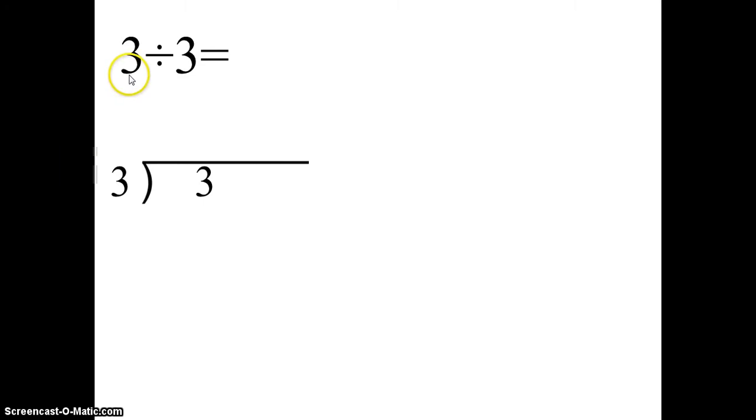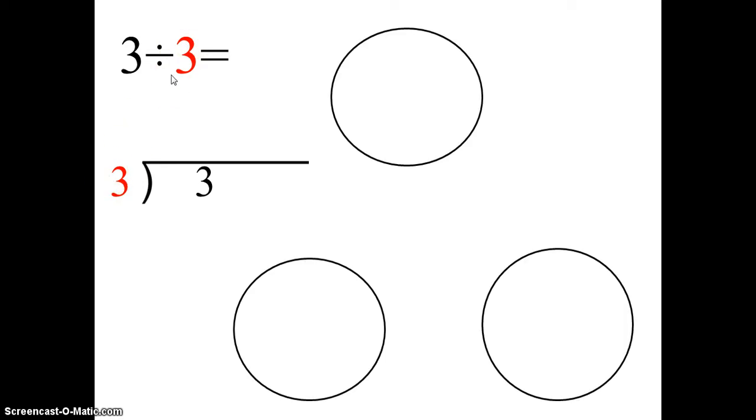It might look like the top one, 3 divided by 3, or it might look like this bottom one, 3 divided by 3. Now if you remember dividing by twos, we have to look at the second number if it looks like this problem, or the number on the outside, to know how many groups we need or how many circles we need. So the number in red is 3. So we need to draw 3 circles.